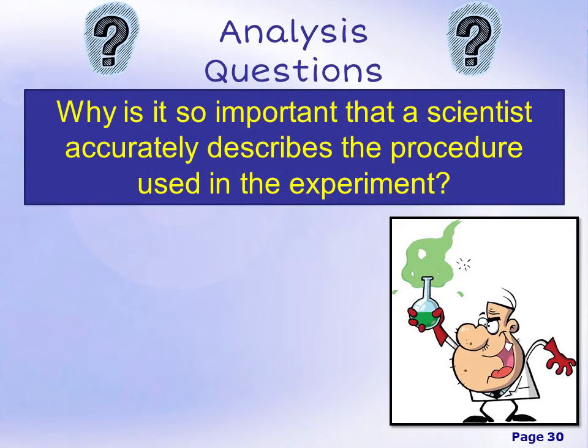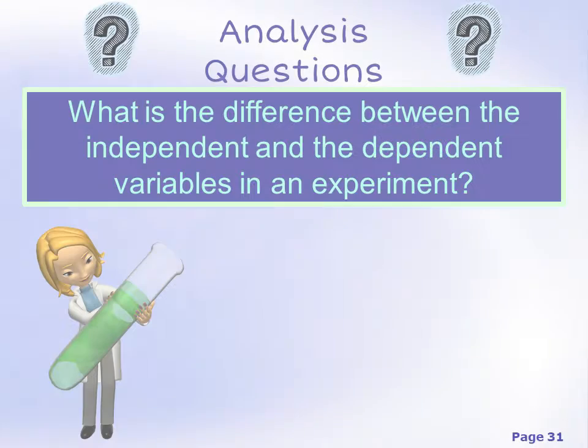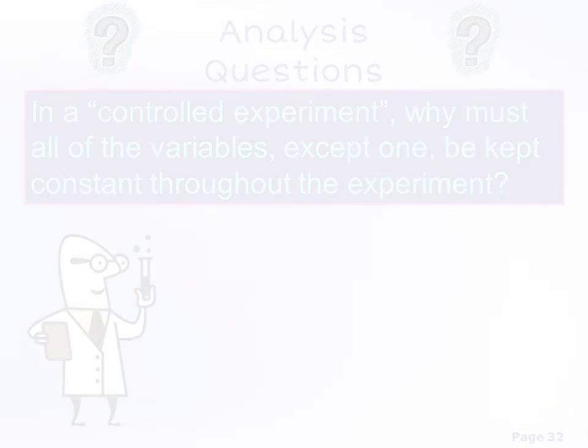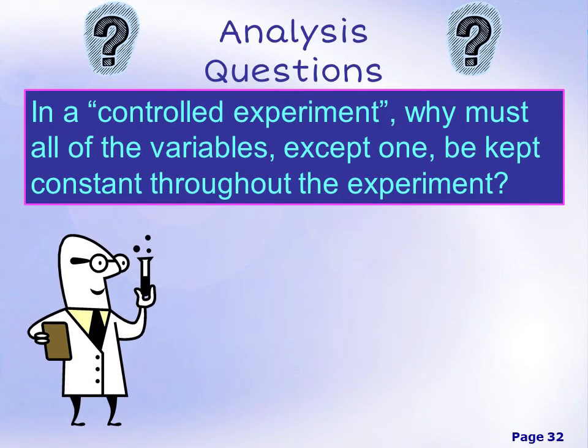So here are some open-ended questions that you should make an attempt to answer. Why is it so important that a scientist accurately describes the procedure used in the experiment? What is the difference between the independent and the dependent variables in an experiment? And in a controlled experiment, why must all of the variables, except one, be kept constant throughout the experiment?